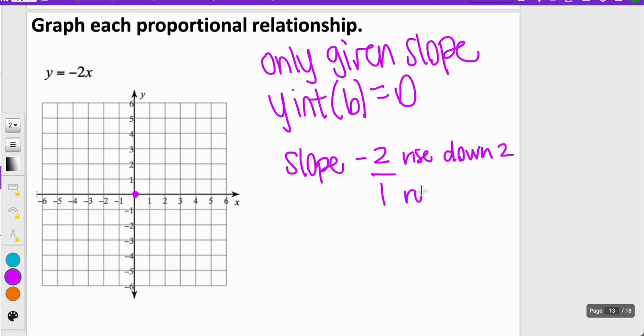And this is my run, which means I go to the right 1. Okay? So starting here, I'm going to go down 1, 2, run 1. Next point, down 2, run 1. Next point, down 2, run 1.